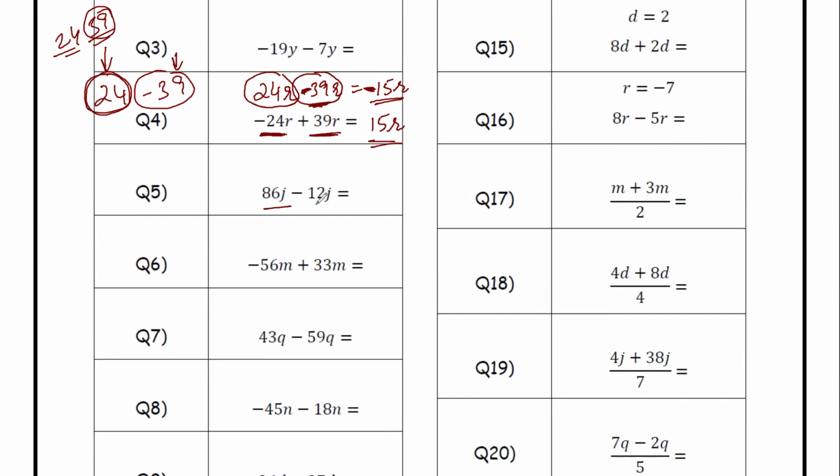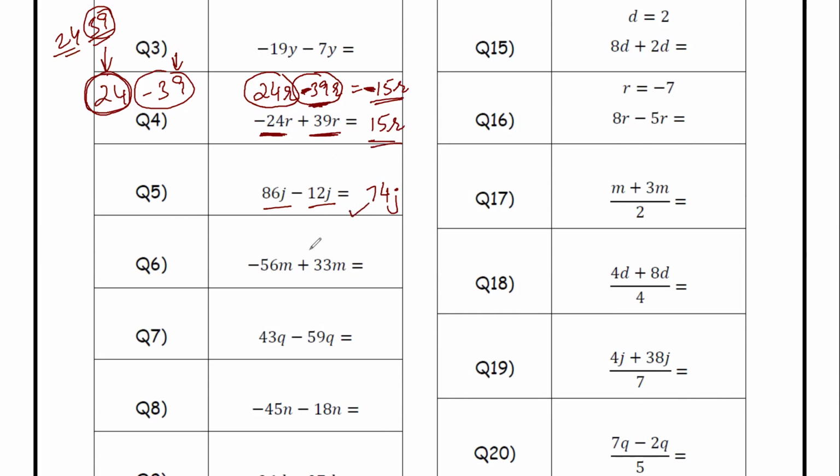Again, we take the difference. So 86 and 12, the difference is 74. And the bigger of the two absolute values is 86. 86 is positive, therefore this is the answer.